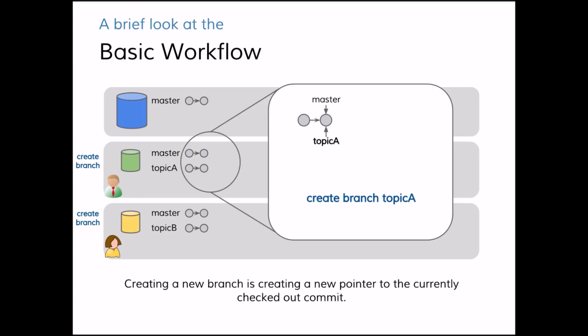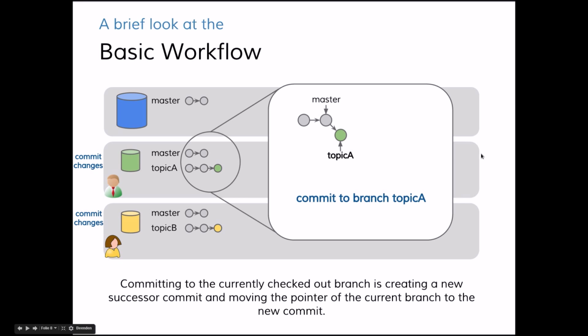Besides that, Git also remembers which branch is the branch that is currently checked out. And in this case we depict the currently checked out branch with a bold font, such as for instance in this case topic A. When we now commit changes to this currently checked out branch, then Git creates a new successor commit of the last commit and moves the pointer of the branch to this new commit as shown here. And of course this same process is repeated for each new commit.